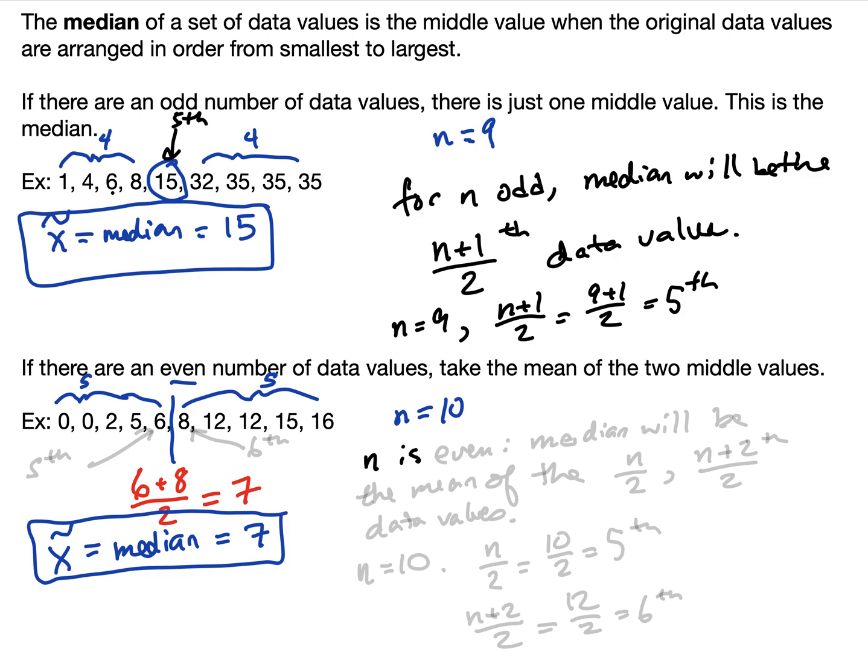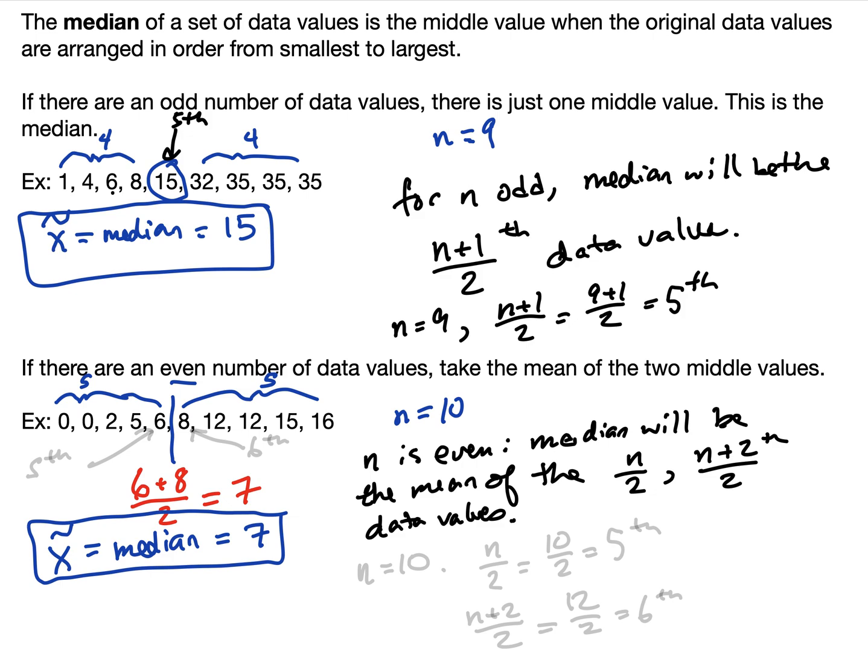When n is even, then the median will be the average or the mean of the n/2th and (n plus 2)/2th data values. So it's the mean of the two middle data values, and those two middle data values will be the n/2th data value and the (n plus 2)/2th data value.